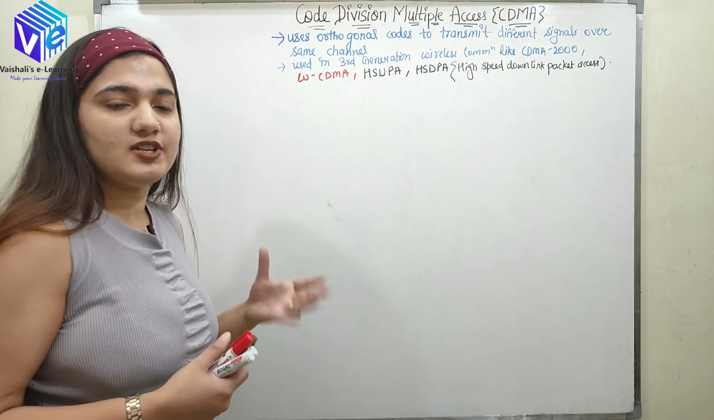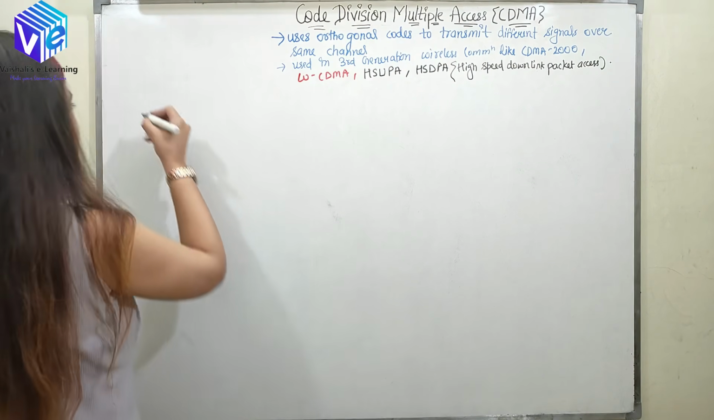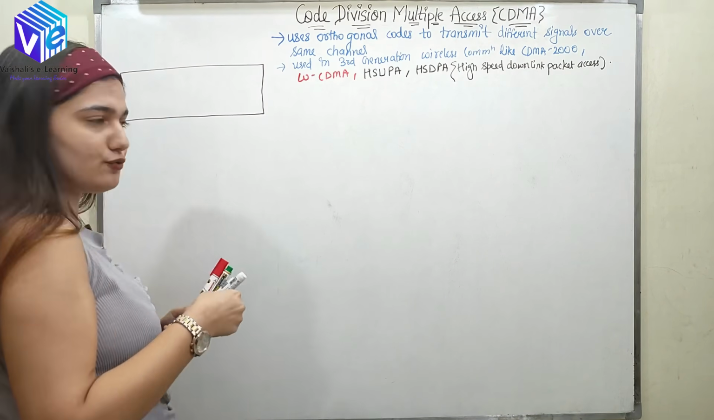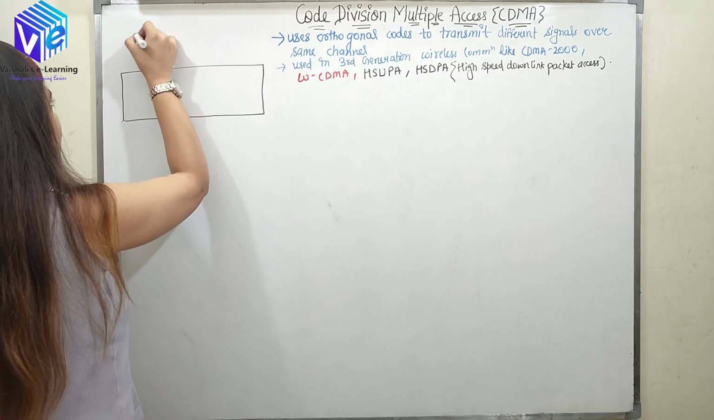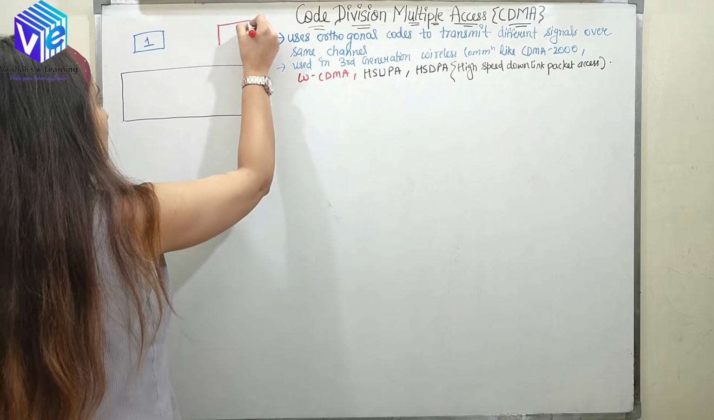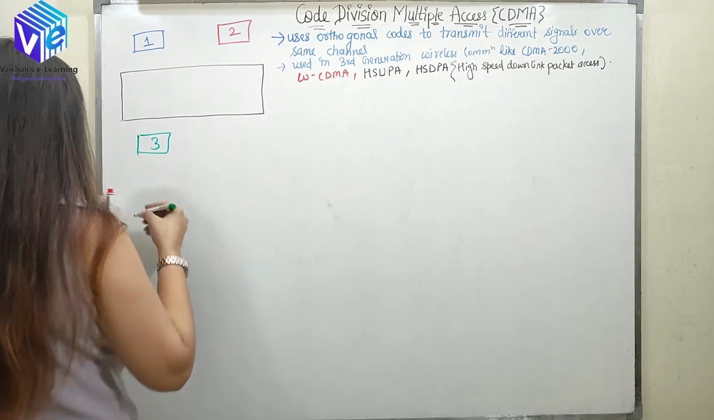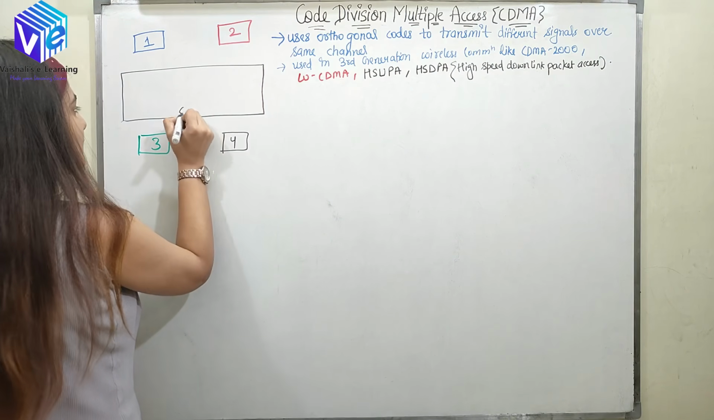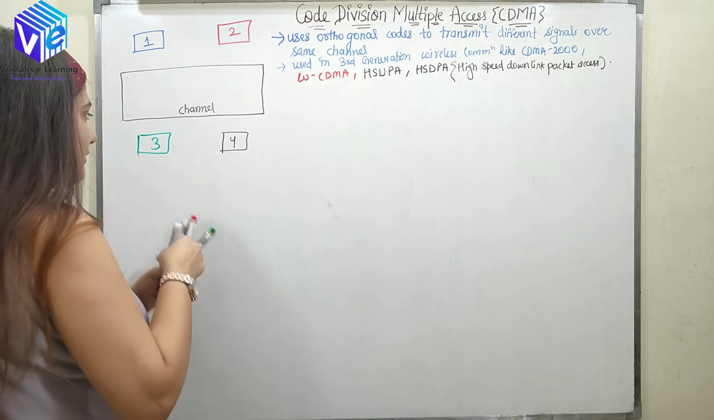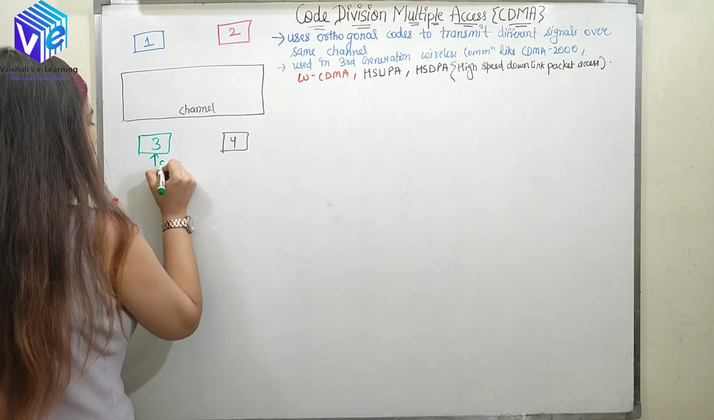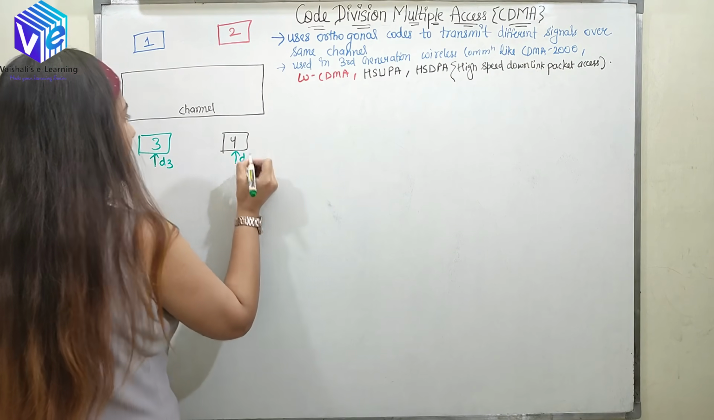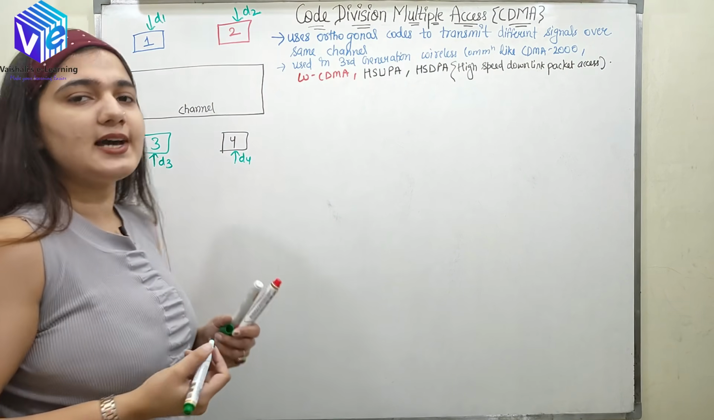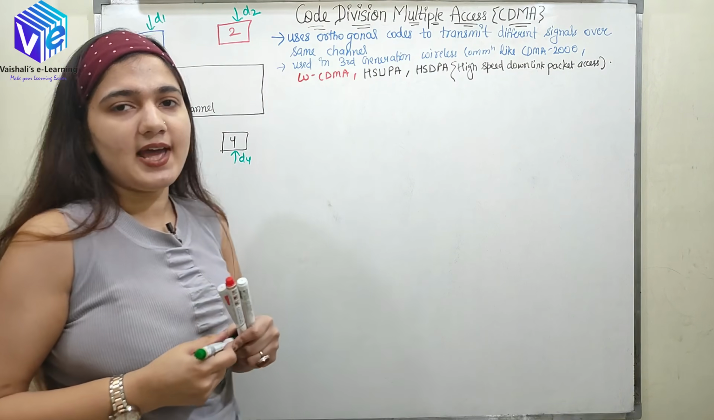Now, what is code division multiple access? If I have a single channel, let's suppose this is my channel. Here I have 4 users: this is my user 1, this is my user 2, this is my user 3, and this is my user 4. So I have 4 users here which are using the same channel. Now user 1 would have data 1, user 2 would have data 2, user 3 would have data 3, and user 4 would have data 4. I am just classifying their data. Every one of them has some data.